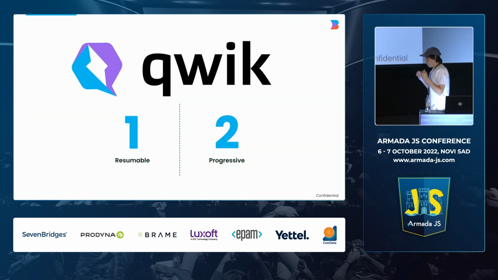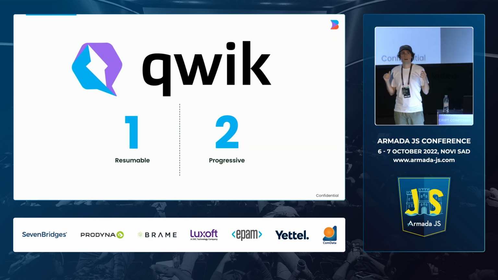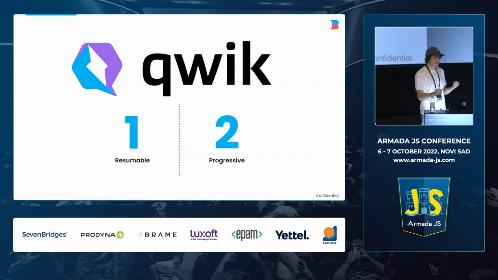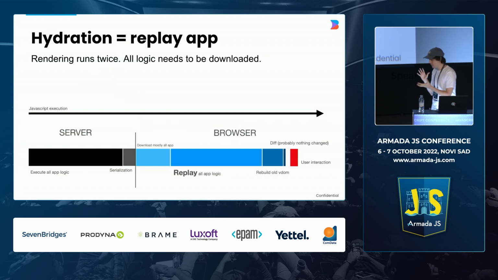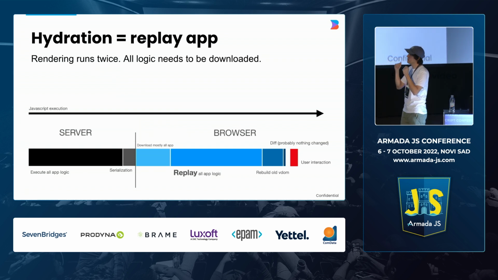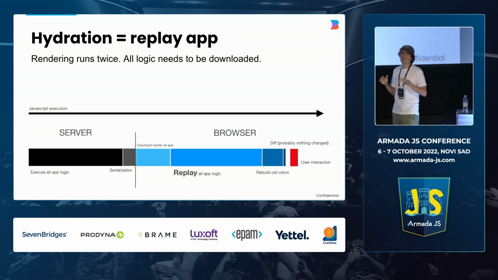So Qwik achieved this through two principles, or two primitives. One of these is resumability, and the other one is progressiveness. These both work together. But before getting into that, let's recall what hydration is. Who knows what hydration is?